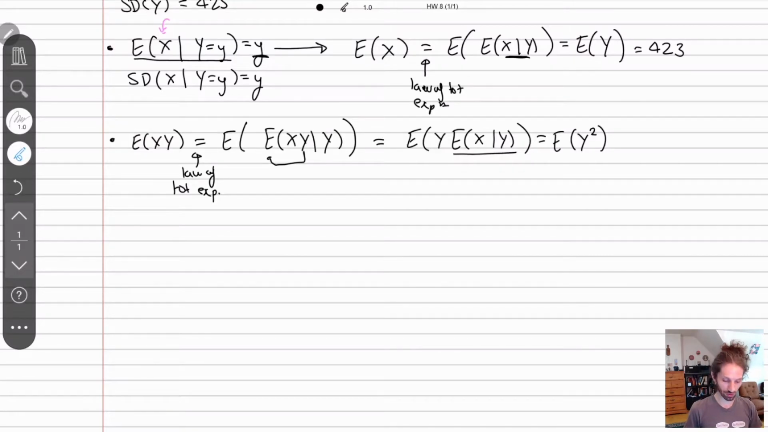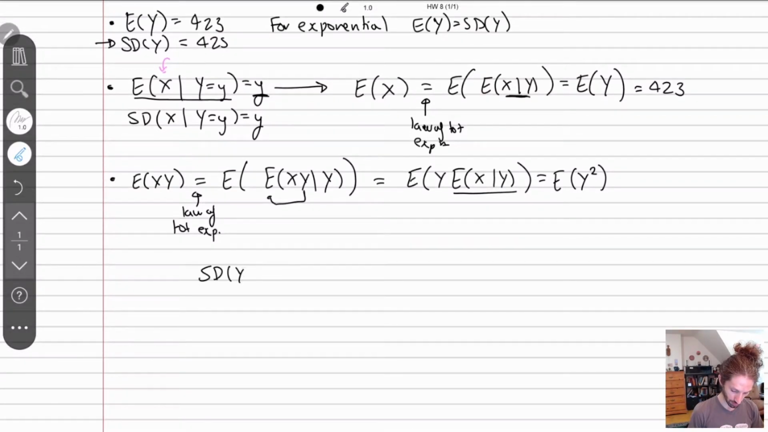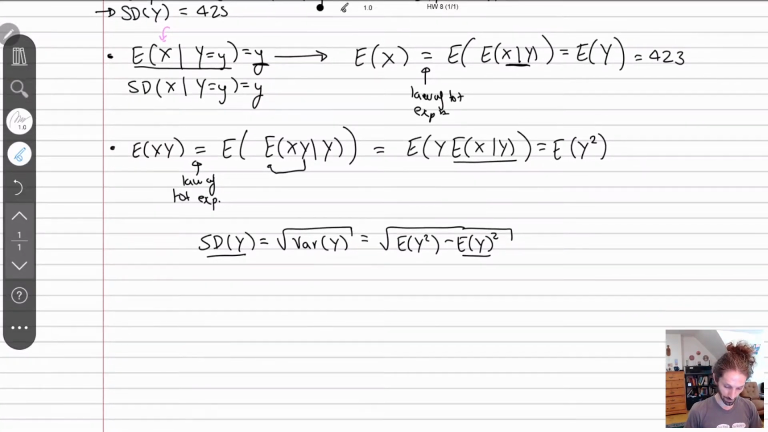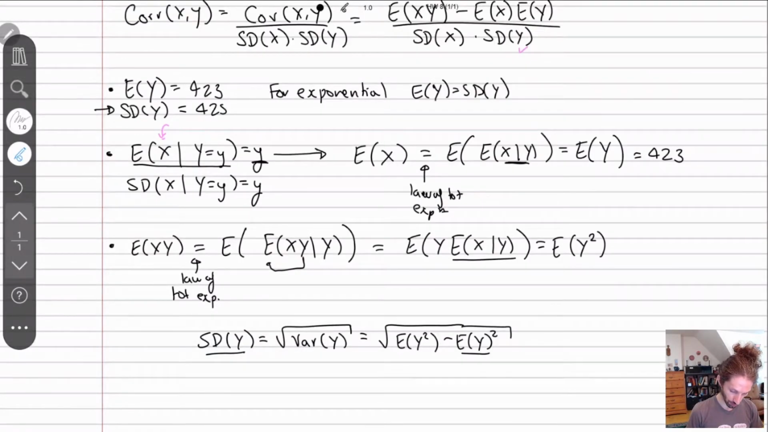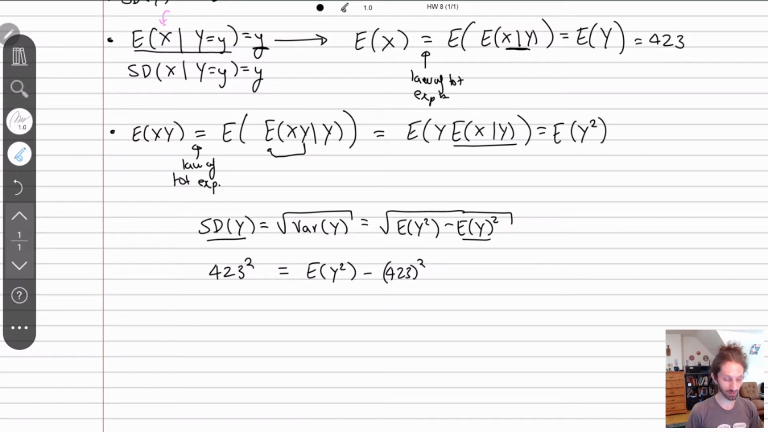Well, that's actually not too hard to solve because we actually already know the standard deviation. So if we look at the standard deviation of y, remember that this is just the square root of the variance, which is E of y squared, which is the thing we don't know, minus E of y squared. Now this and this we do know, right? We know both of these. So in other words, what we have is 423 squared is equal to E of y squared minus 423 squared. So I can bring this 423 to the other side. So E of y squared is just 2 times 423 squared. So that's it.